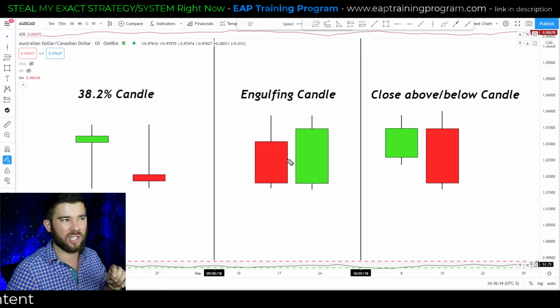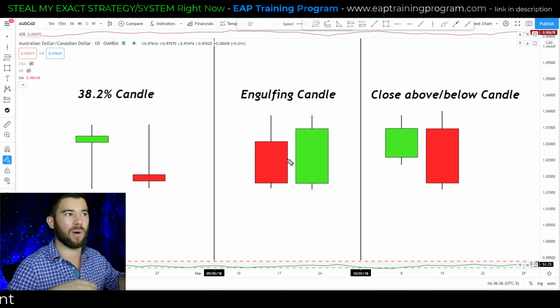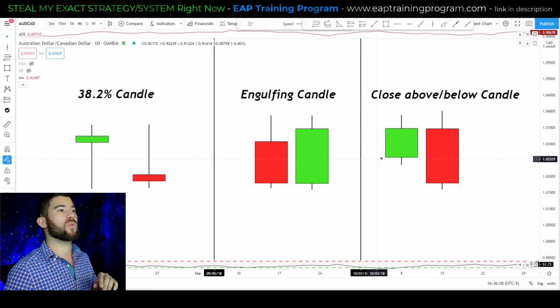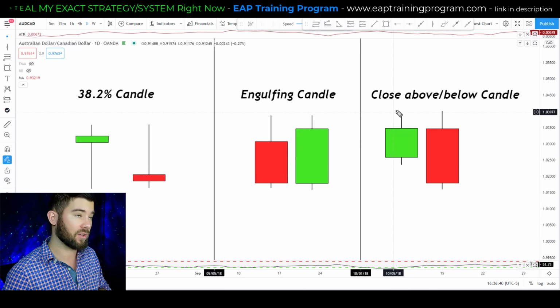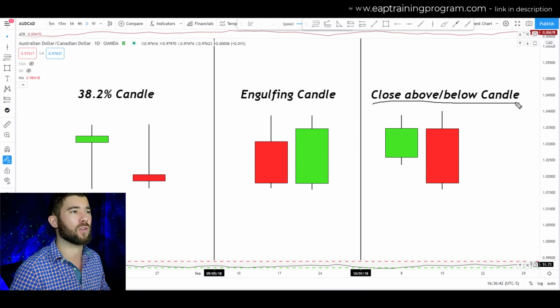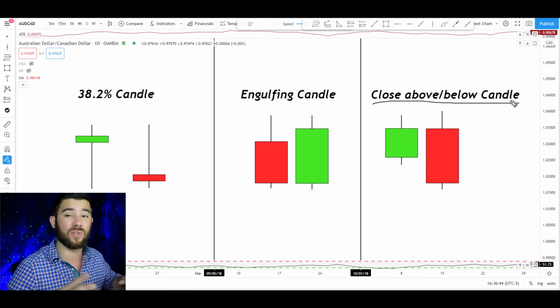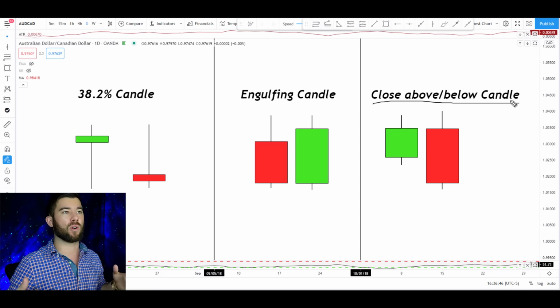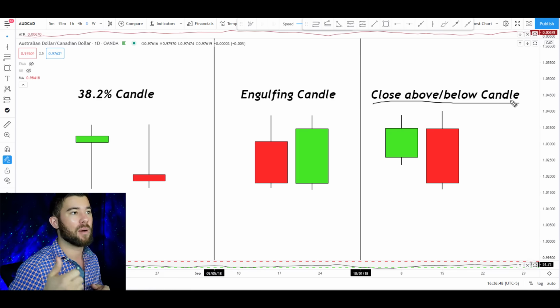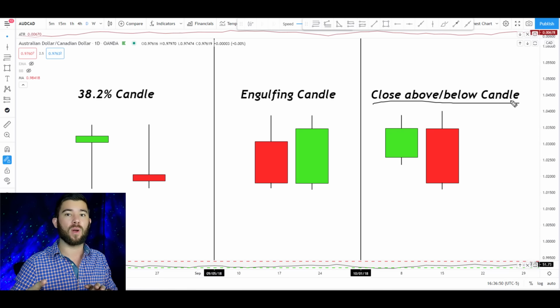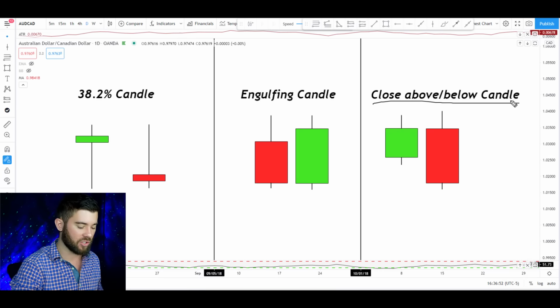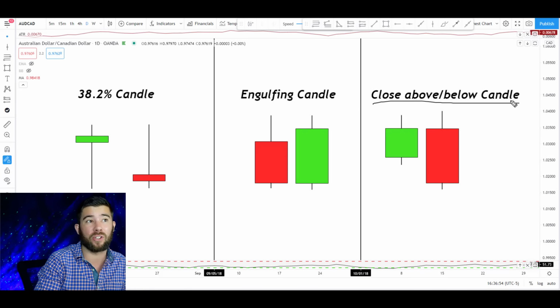We'll take a look at a bearish engulfing on a chart, so I'm not going to have to do that right here. So next up, we have the close above and close below candle. Again, all of these candles are used in the same way. They're all either going to be used to help you identify reversals, market sentiment, or help you enter on trend continuation trades.